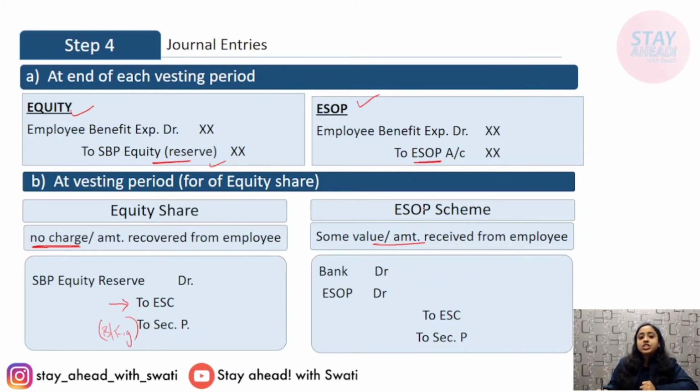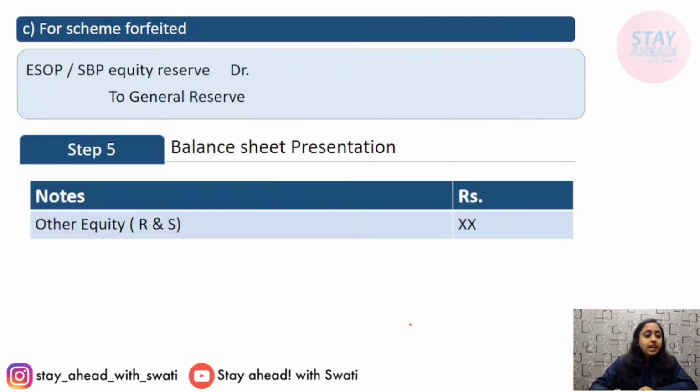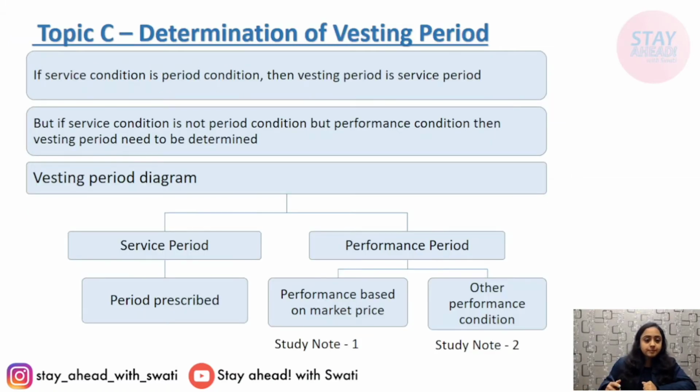Here, since you are charging something from the employee, you'll get something into the bank account. The ESOP account that was credited will be debited over here. You will issue equity shares and the remaining will be taken to the securities premium account. Next, in case the scheme is forfeited or cancelled, then the reserves that were made will be transferred to general reserve and shown under other equity, reserves and surplus.